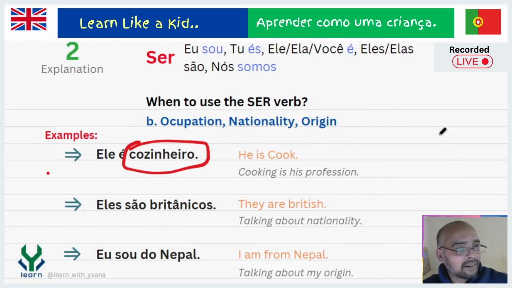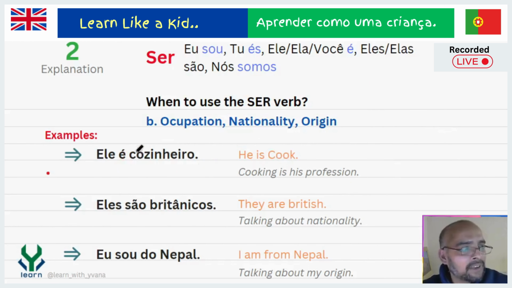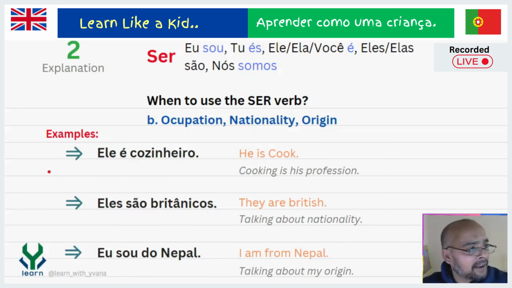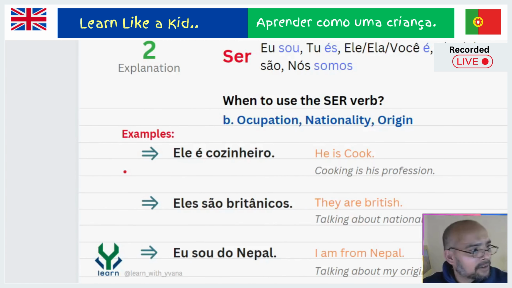Okay, so here I am talking about profession. Always try to change the verb. Put an ESTAR verb instead of the SER verb and let's see what it means. What is the result of that statement? Okay, let's try. If I say "El está cozinheiro," what does it mean? Can you answer me, please? Instead of saying "El é cozinheiro," if I use the ESTAR verb, then what does it actually mean? What is the difference between these two?